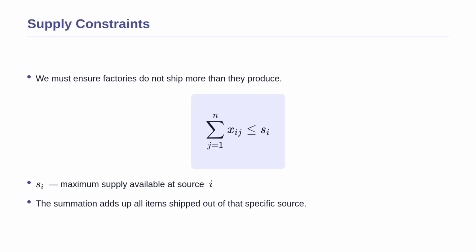The summation on the left side adds up all the items shipped out of that specific source to all possible destinations. If a factory only has 100 bicycles, this inequality guarantees you cannot ship 101 bicycles from it. If we try to exceed the supply, the mathematical model will reject the solution.